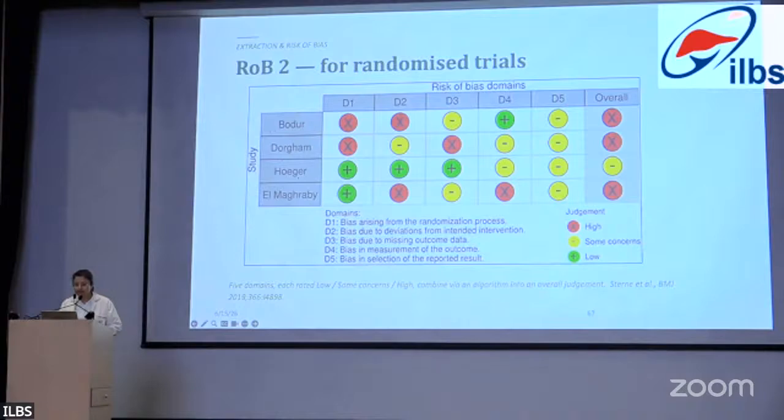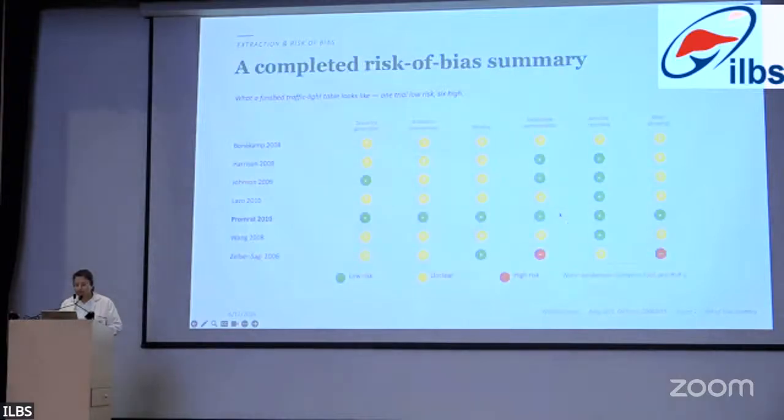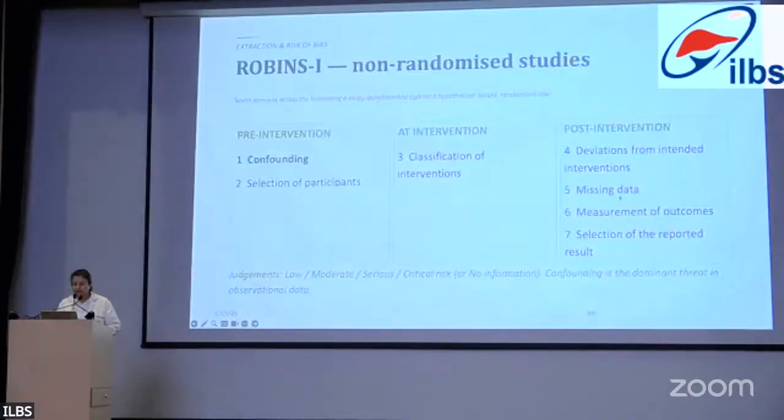So 4 studies in this systematic review. This is from the Cochrane review that was published in 2011. In this, if you see, there are 6 domains because at that time RoB 1 was being used. So now RoB 2 with 5 domains is being used. Then again, for non-randomized studies, there is a tool called ROBINS-I. So there were 5 domains in RoB 2. There are 7 domains in ROBINS-I.